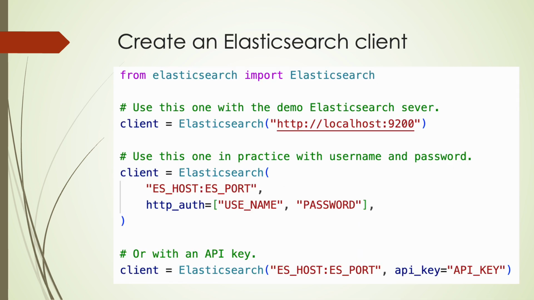To use the Elasticsearch client in Python, we need to create a client first, which will be used to perform various actions in Elasticsearch. For this demo, we don't have credentials for our server. In practice, you would need to specify the username and password, or the API key.